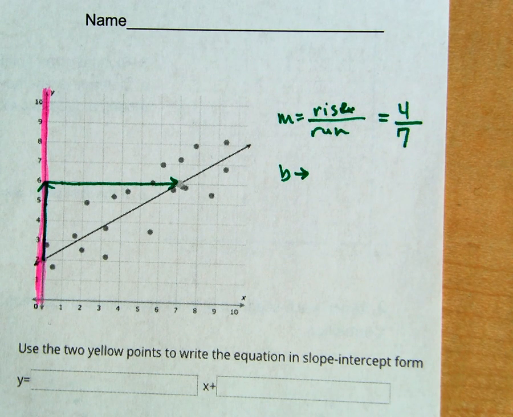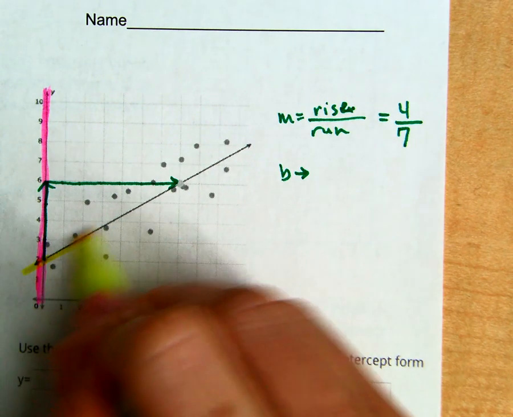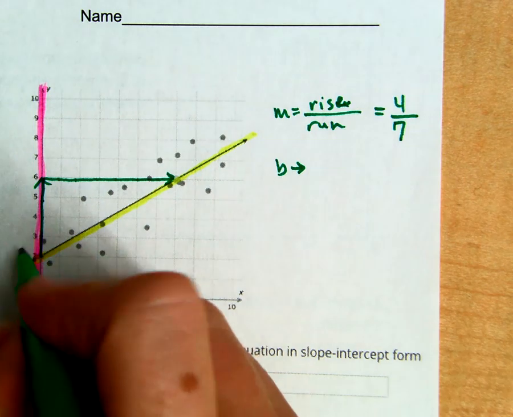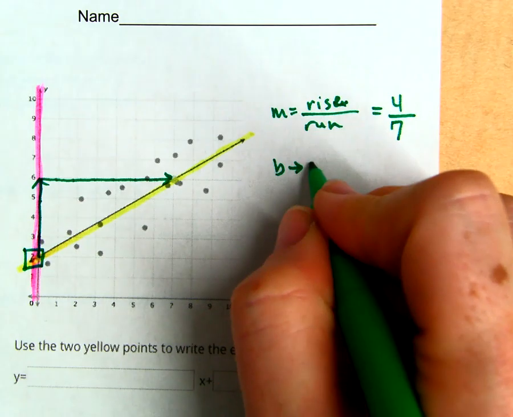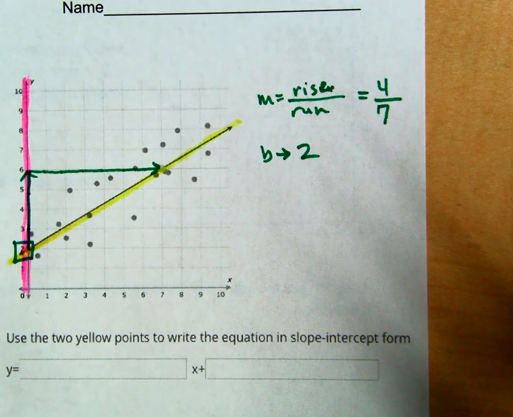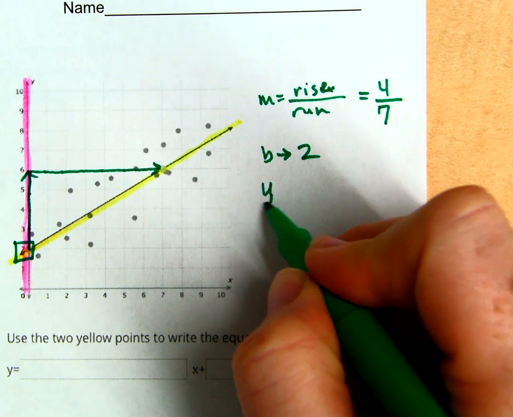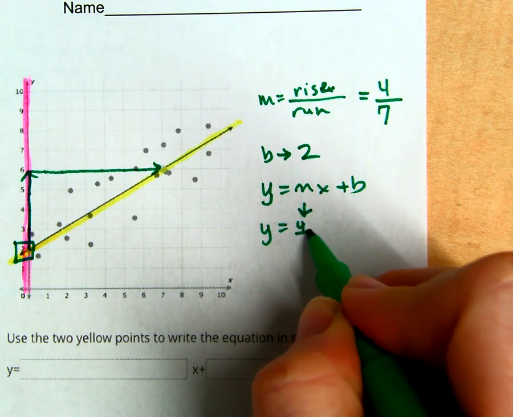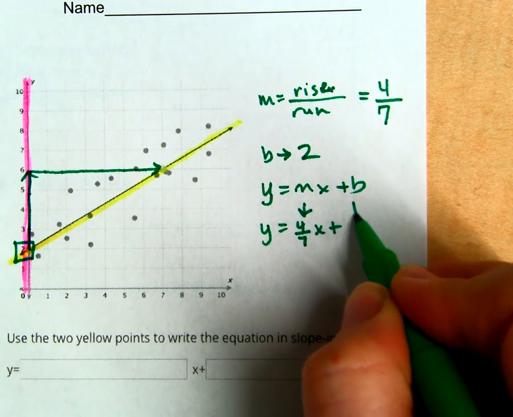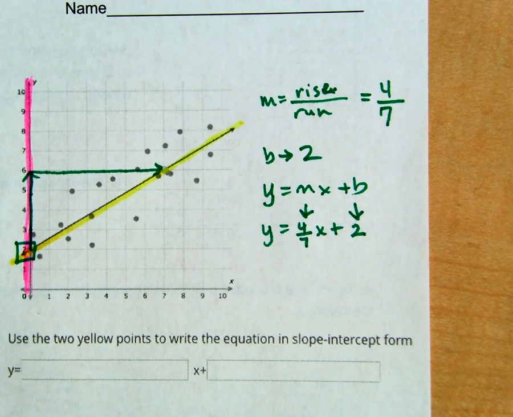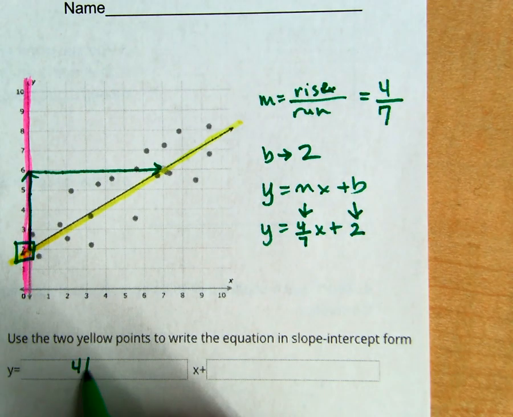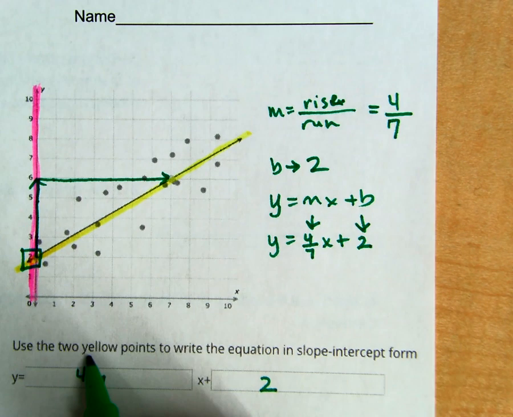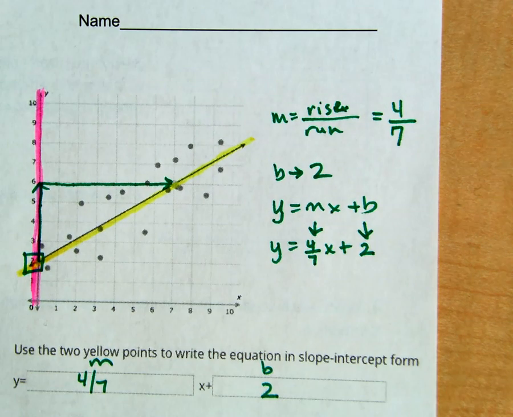So if you're having trouble, I'm just highlighting the two things that I want to know where they intersect. So then, of course, the question becomes, where does yellow meet pink? Right here at 2. So that means if I want to do y equals mx plus b, my m gets plugged in as 4/7, and my b gets plugged in as 2. So I end up with y equals 4/7 x plus 2. So the first box we would type in m, and the second box we would type in b.